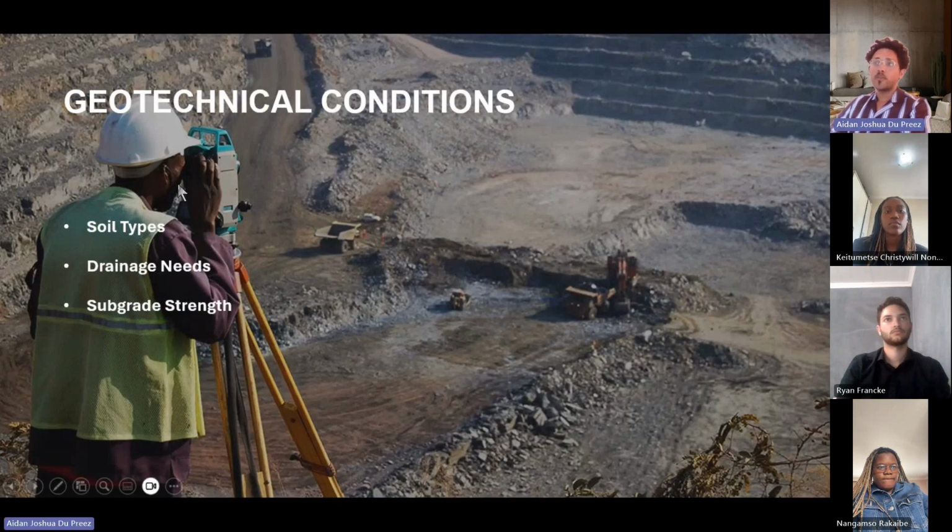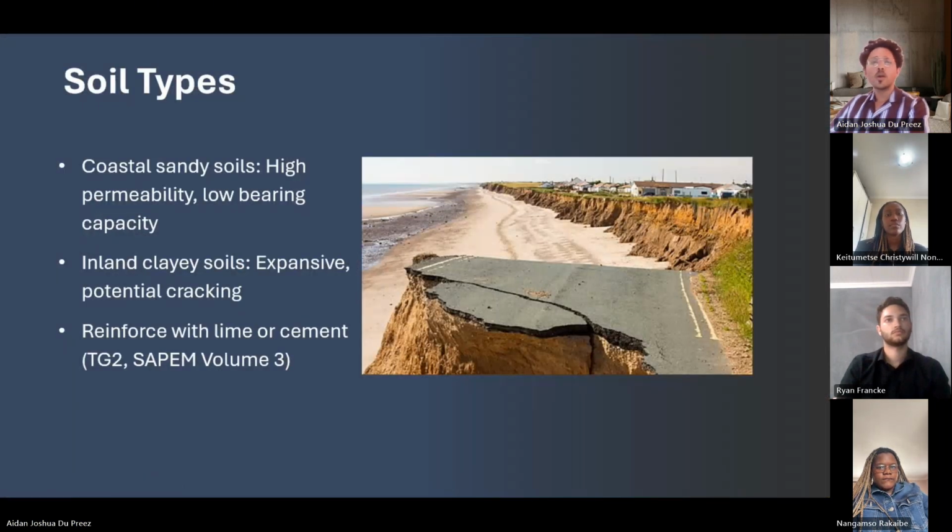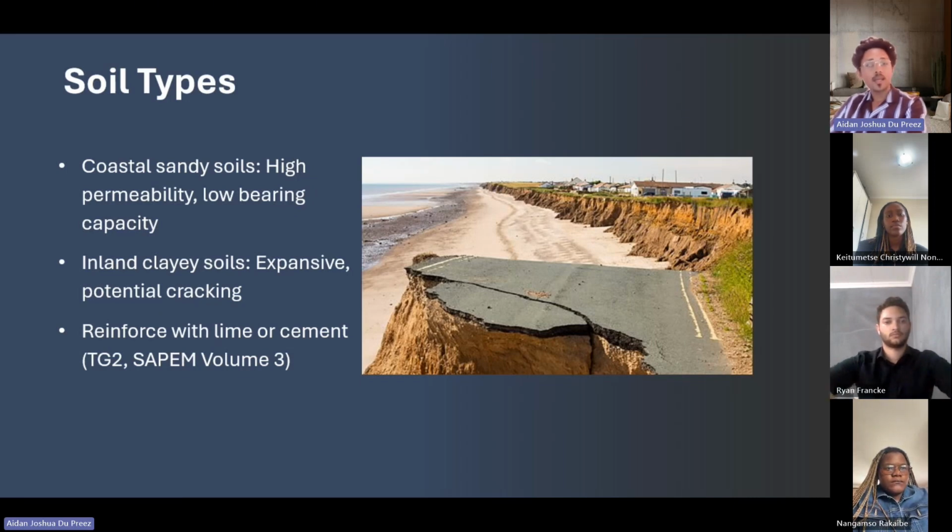Geotechnical conditions fall under soil types, drainage needs, and subgrade strengths. The soil types. Coastal soils are mostly sandy. They drain water well, but are weak in load-bearing capacity. Inland soils are mostly clayey. They expand and shrink with moisture changes, causing cracking. The South African Pavement Engineering Manual, Volume 3, recommends stabilization techniques to control the behavior and maintain a stable base.